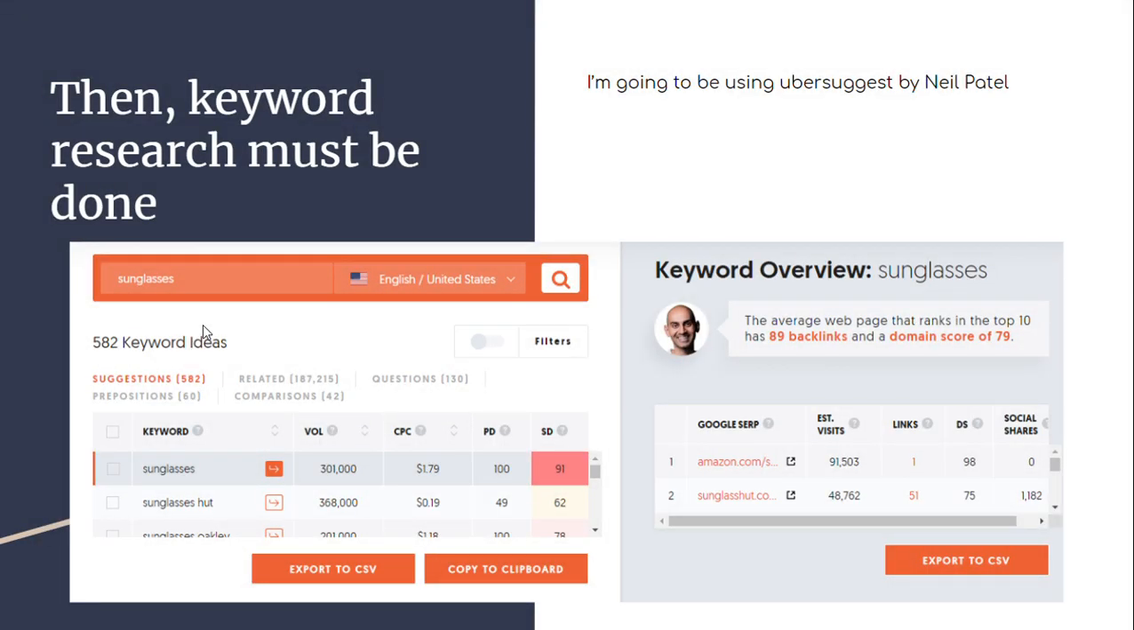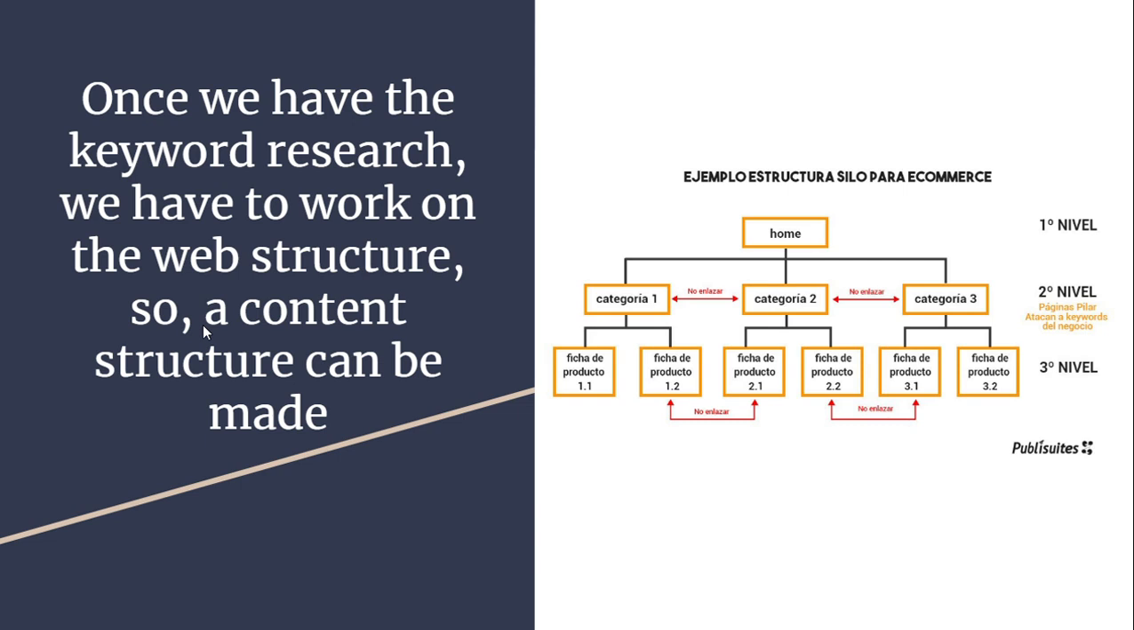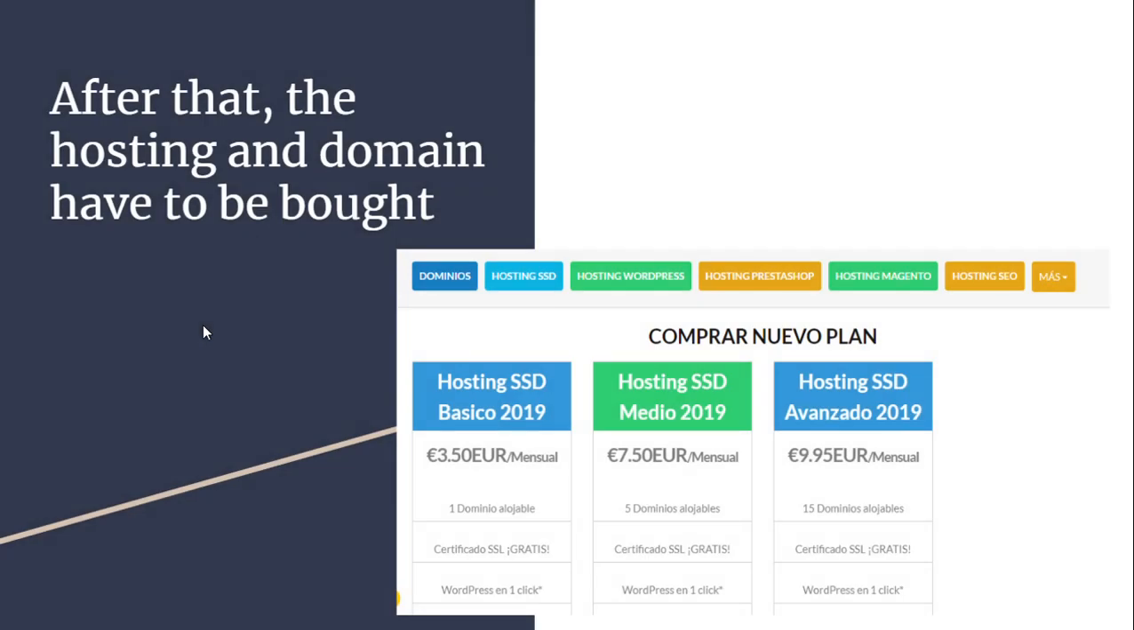Then, a keyword research must be done. I'm going to be using Ubersuggest by Neil Patel. Once we have the keyword research, we have to work on the web structure, so a content structure can be made. After that, the hosting and domain have to be bought.